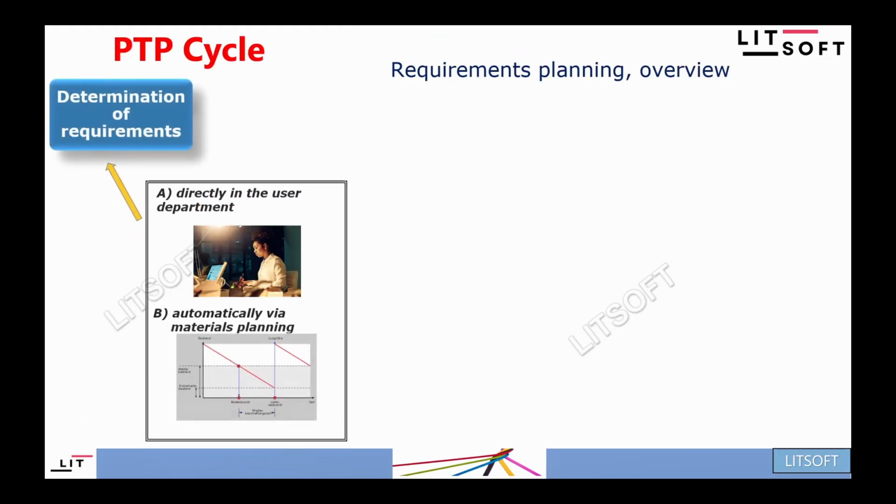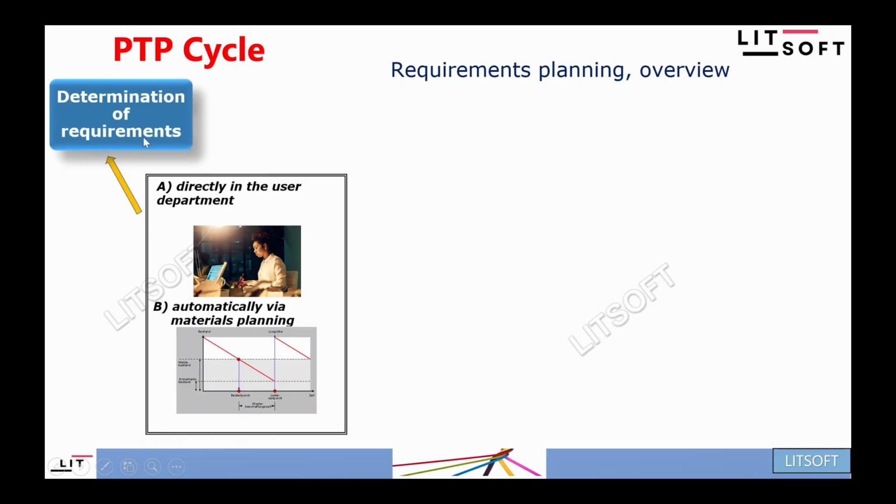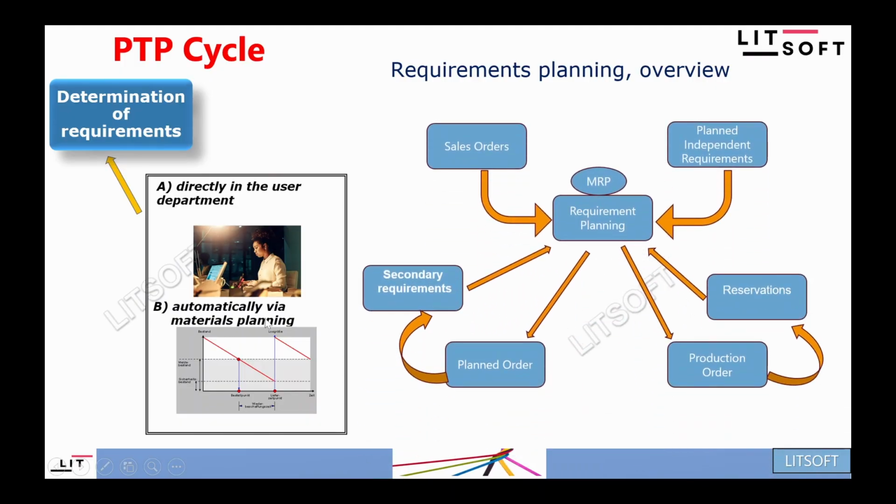As we discussed earlier about the determination of requirements, how do you determine the requirements? It comes directly from the department or automatically from the MRP. Here I have prepared a requirements planning overview. From the sales order or planned independent requirements, I run the MRP. Against this, the source item will have a number of BOM components, for which secondary requirements will be there, and against that a purchase requisition. Then I will go for the production order, planned orders, and all this stuff. This is the make to order scenario.